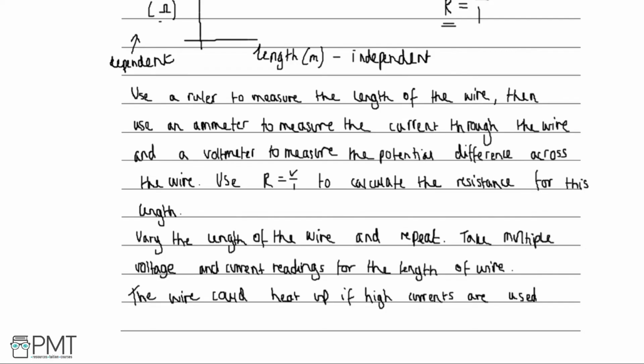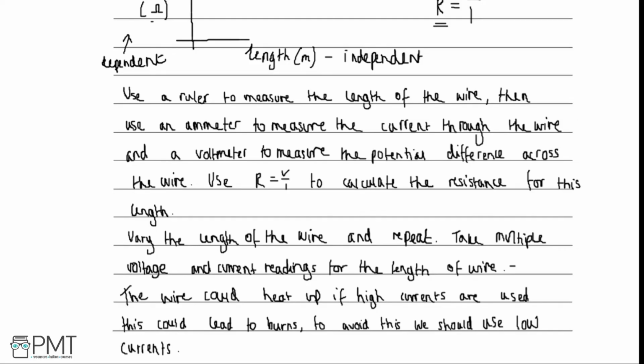So what could happen if we allow this to take place is that the person doing the experiment could get burnt, which is a risk. And then how we're going to avoid this happening is by using a low current throughout the experiment. After we've taken repeat readings for both the current and the voltage, and then calculated a resistance for each length of wire, we then need to plot resistance against length.